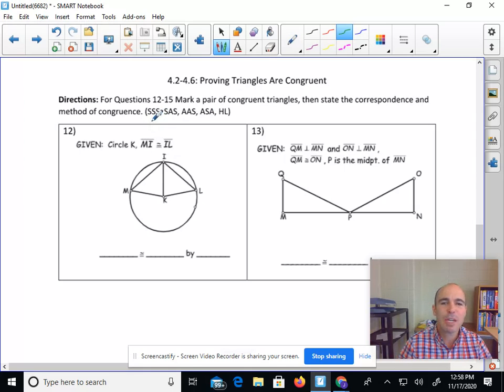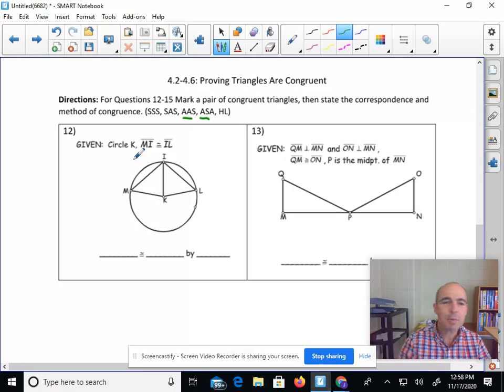These are basically: side, side, side means if you have three pairs of corresponding sides, you could prove those two triangles are congruent. Two pairs of corresponding sides and an included angle, or an angle in the middle, you could prove they're congruent. Any two angles and a side, you could prove that they're congruent. Both of those are kind of included in that. And then if you have a right triangle and the corresponding hypotenuses and a leg are congruent, then those triangles will be congruent as well.